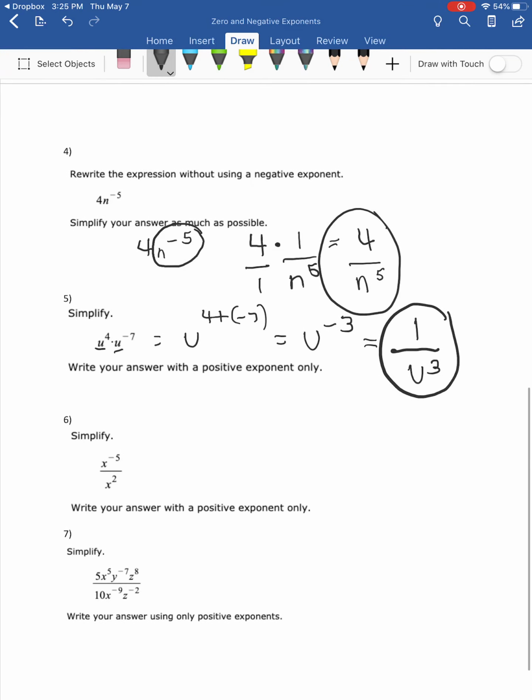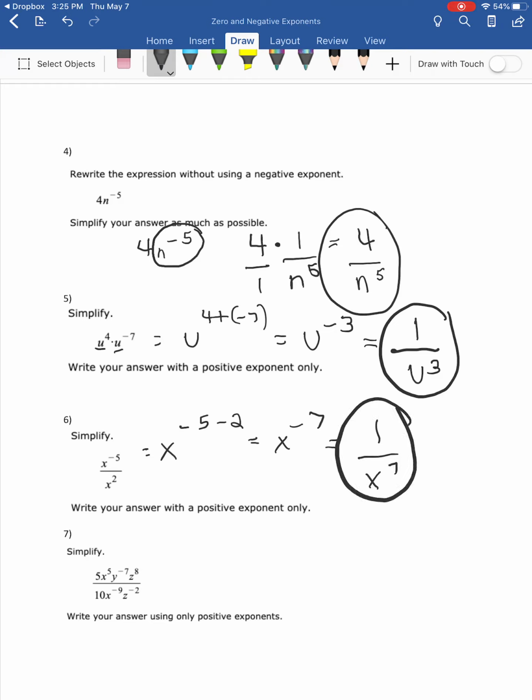Okay, number 6, x to the negative 5 over x squared. We know from the quotient rule of exponents that when we have the same base, we subtract exponents with division. So that's going to be x to the negative 5 minus 2, which is x to the negative 7. And by our definition of negative exponents, that's 1 over x to the positive 7.